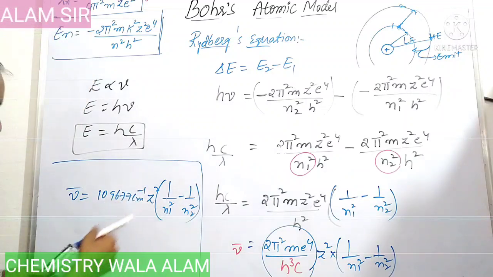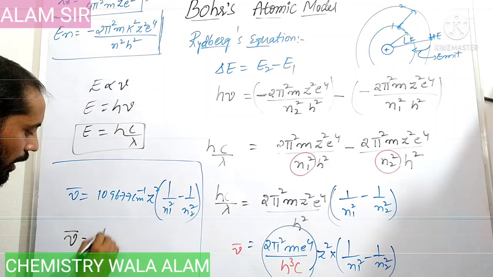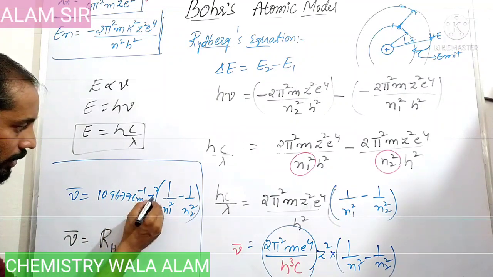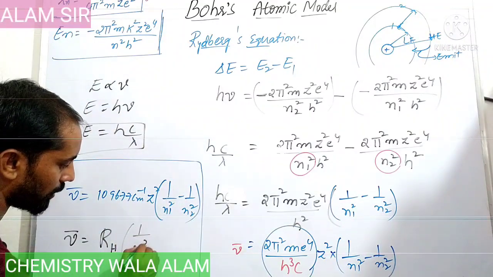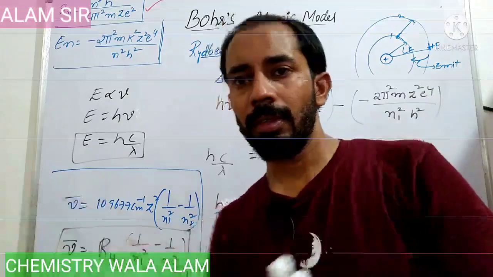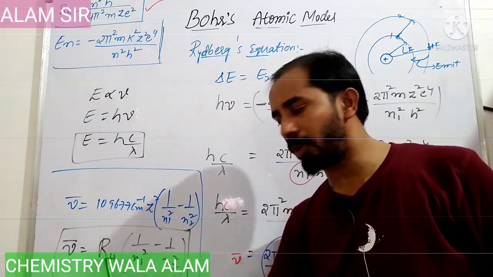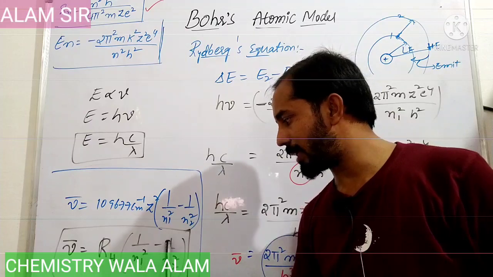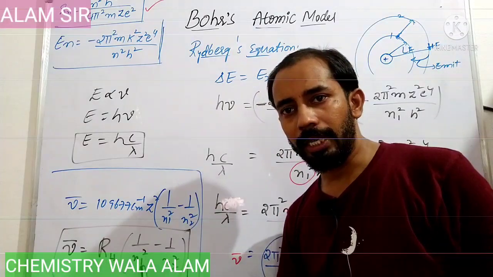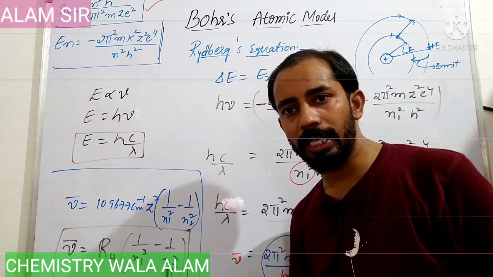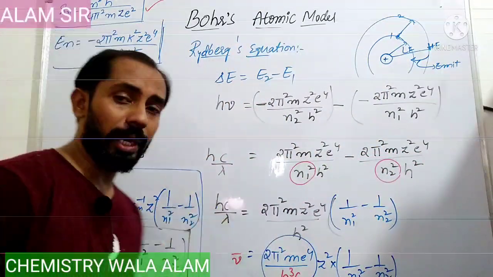Instead of this you can write the letter R_H, that is the Rydberg constant. Z can be taken as 1 for hydrogen. So this equation is called Rydberg's equation: nu bar equals R_H into 1 by n1 square minus 1 by n2 square. Here nu bar is the wave number, R_H is the Rydberg constant, n1 is the lower energy orbit, n2 is the higher energy orbit. By substituting the values, we can calculate the wave number.